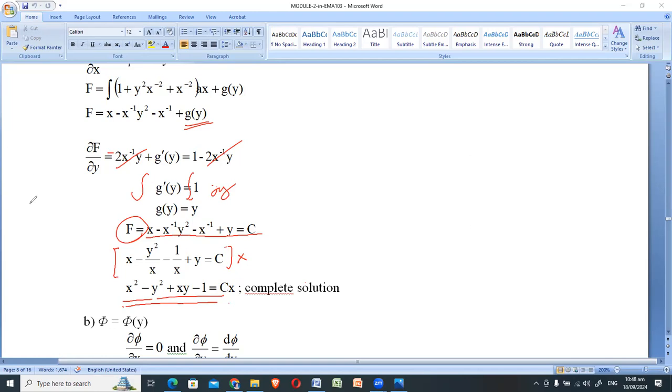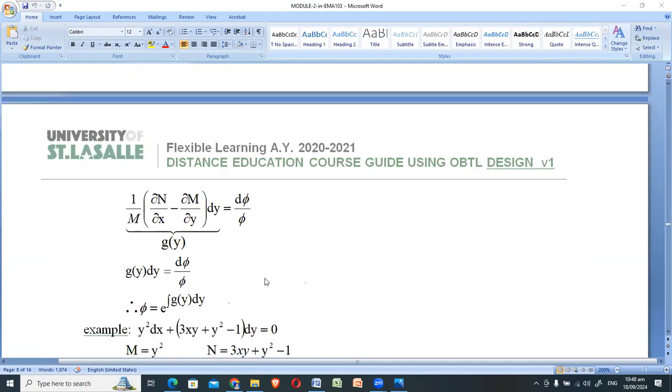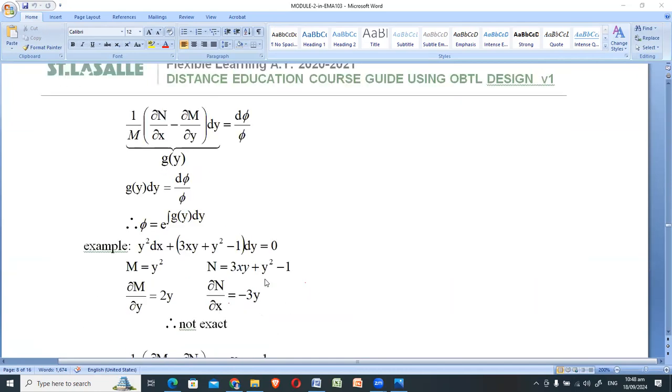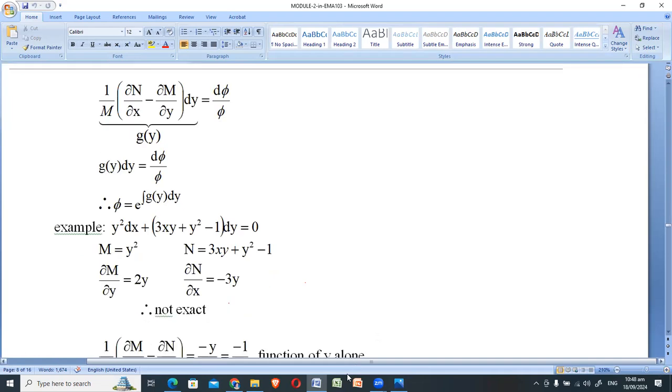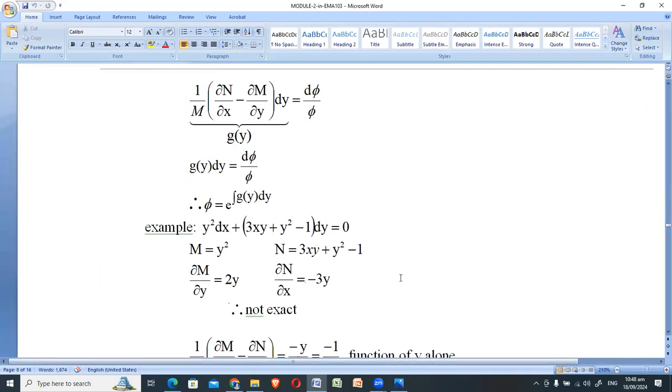Any questions? So if there aren't any questions, we'll move on to the next. And the other formula is g of y. Since it's g of y, it's just a function of y. We'll just place it in the middle.